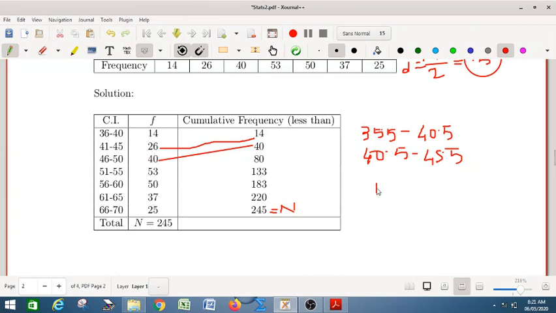So now what is your n by 2? You calculate n by 2. n by 2 is 245 by 2, that will be 122.5. Look at that in the table. So this is the position of n by 2. Look at that, it is in between 80 and 133. So this is the position of 122.5.